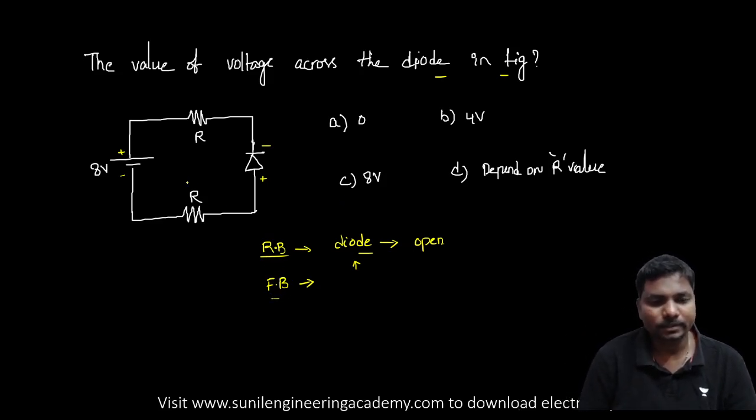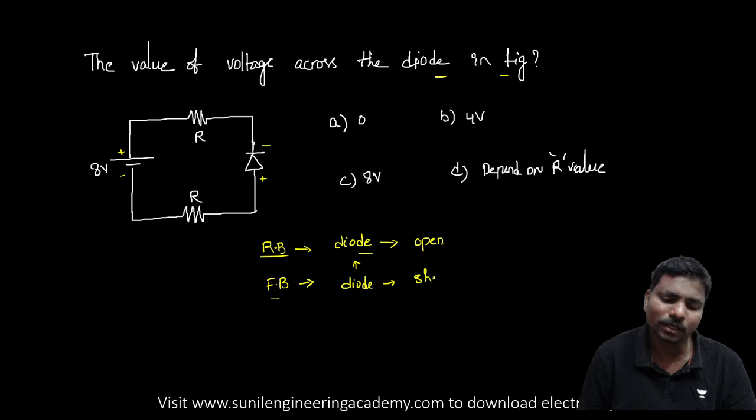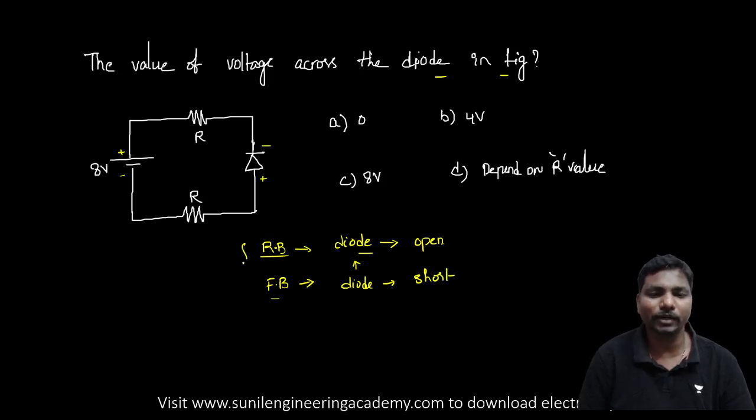In forward bias, we know the diode acts as a short circuit. That is why we can easily eliminate the diode here.